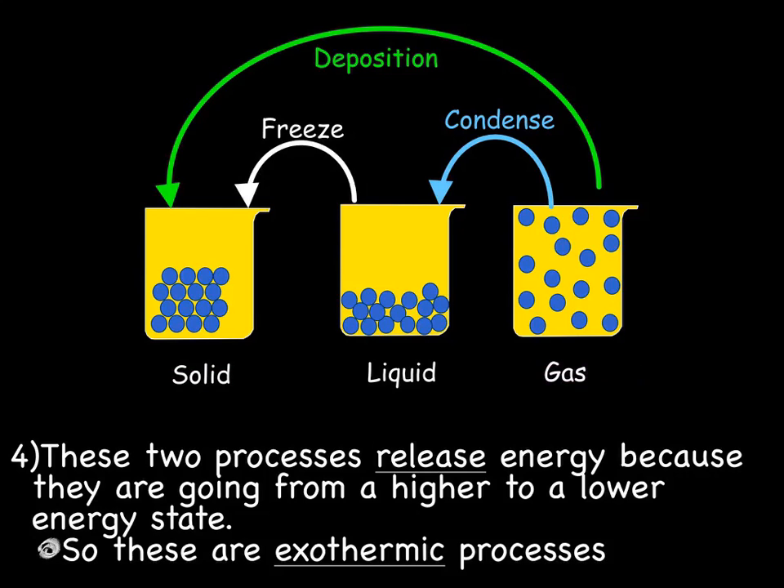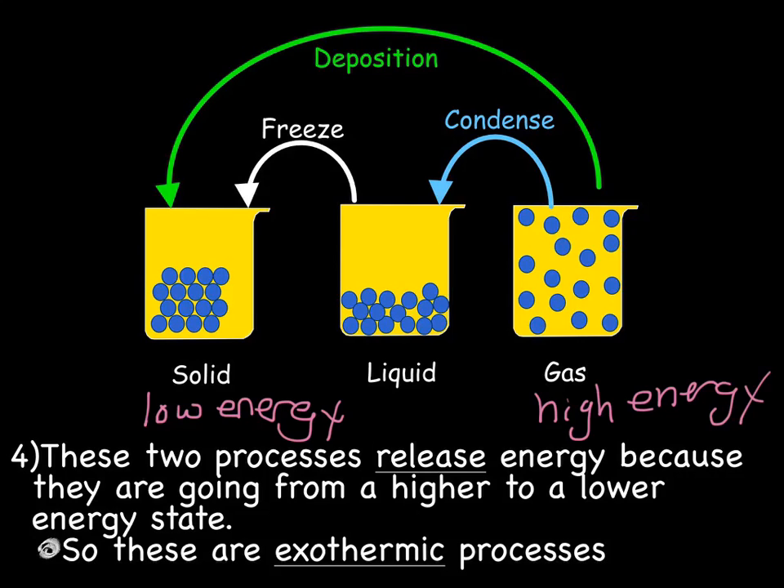Okay. Once again, solids have the lowest energy, and gases have higher energy. This time, though, we're going from a high energy state to a lower energy state. Going from a gas to a liquid, liquids have less energy than gas. So in this case, we're releasing energy, again, because we're going from a higher to a lower energy state. So we call these processes exothermic.